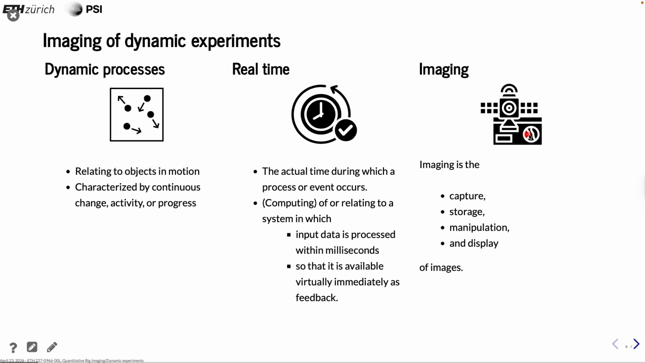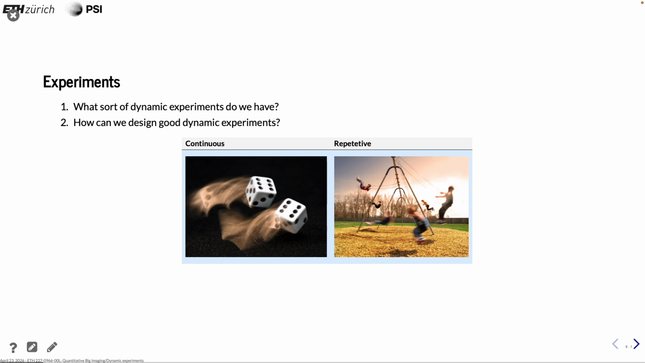And then of course we have the imaging part, where we have the capture, storage, manipulation and display of the images. And all this comes into the imaging of dynamic experiments part. We have different types of experiments when we are talking about dynamic experiments. We have continuous processes. So if you roll the dice, they roll and they stop at some point and they show some value.